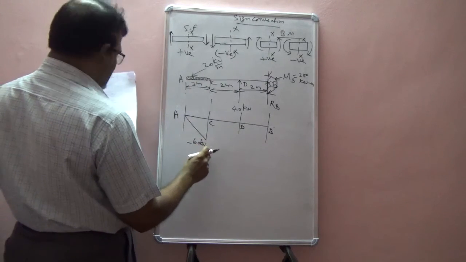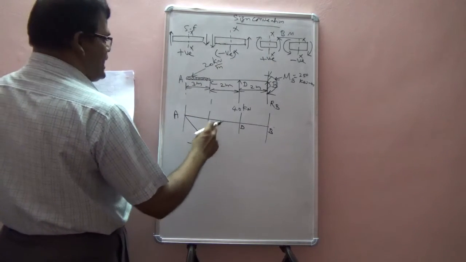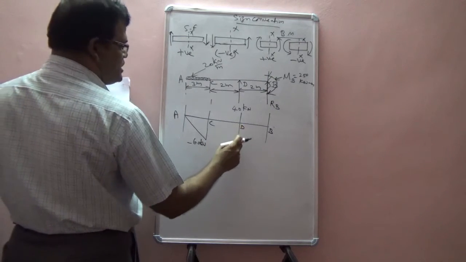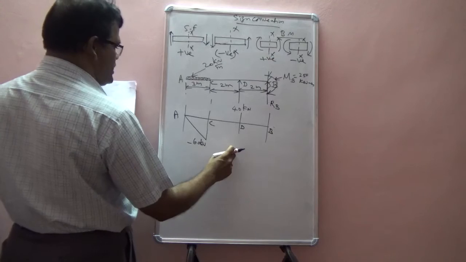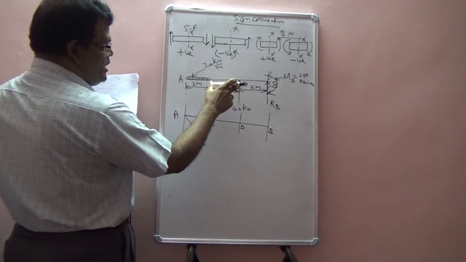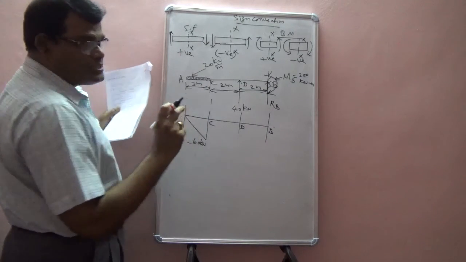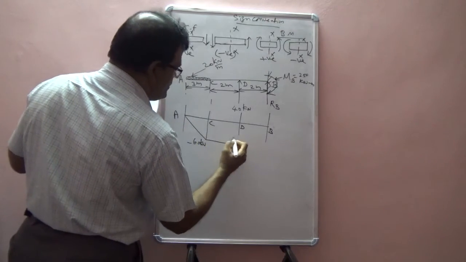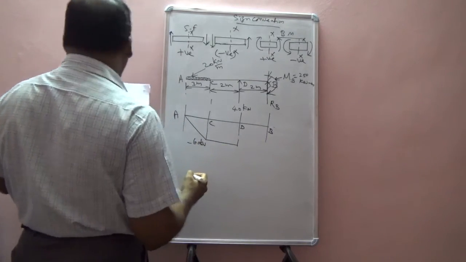Left side of C is minus 60 kilonewton, and then right side of C is also minus 60 kilonewton, and left side of D is also minus 60 kilonewton. Also, we have seen that between CD, the shear force equation is constant. Therefore, it is constant. So this is the value. It is minus 60 kilonewton.